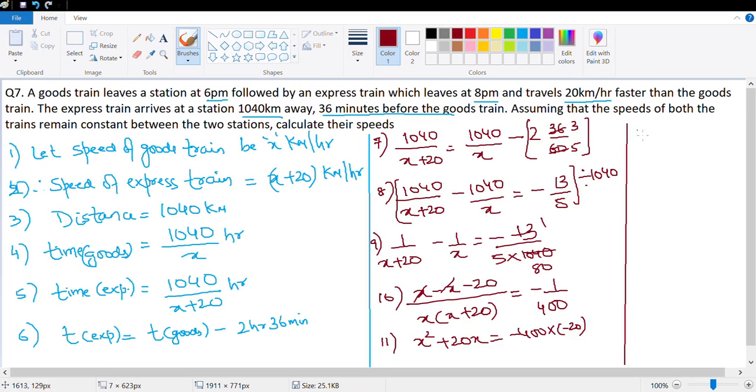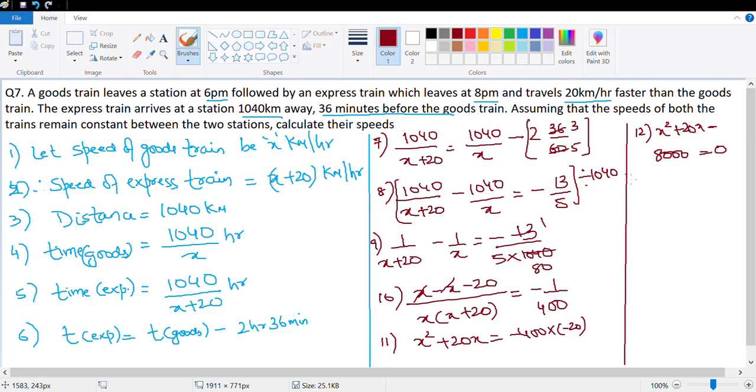x square plus 20x. This is 4 into 2, 8,000, plus 8,000, which is, if I take it on the other side, this becomes minus 8,000 is equal to 0. So I need to find factors of negative 8,000, the sum of which should be plus 20. So this is 80 into 100. Yes, that's 80 into 100.